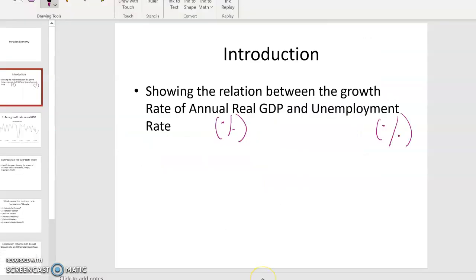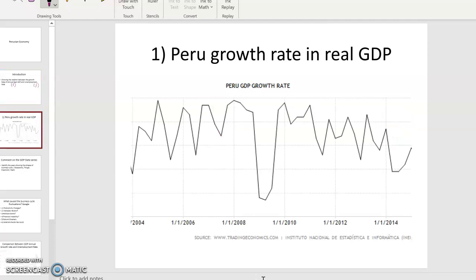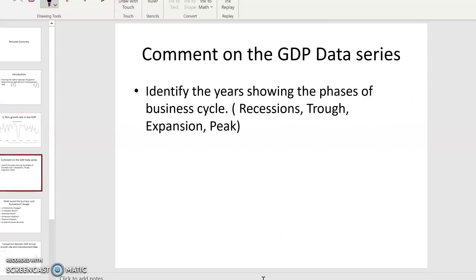I will go to my PowerPoint, the example PowerPoint. I looked at the Peruvian GDP growth rate series. I copied and pasted the data from the Trading Economics website to this PowerPoint, and you can do the same. Then you comment on the GDP series: where you are seeing a recession, where you are seeing a trough, do you see an expansion, and do you see a peak.